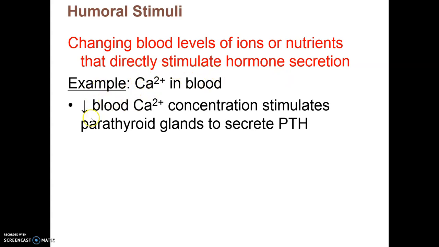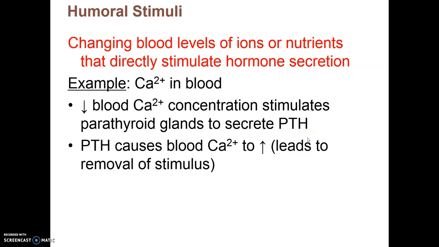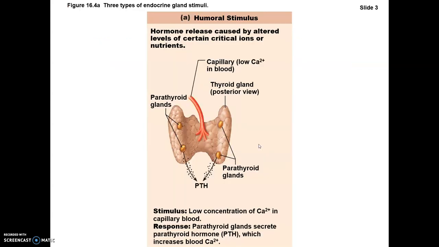So for humoral stimulus, we said, changing blood levels of ions or nutrients, like calcium. As the level of calcium goes down in the blood, the parathyroid gland releases parathyroid hormone, and parathyroid hormone brings the level of calcium back to normal. You see here the parathyroid gland, and as the level of calcium goes down in the blood, it releases parathyroid hormone and brings the calcium level back to normal.